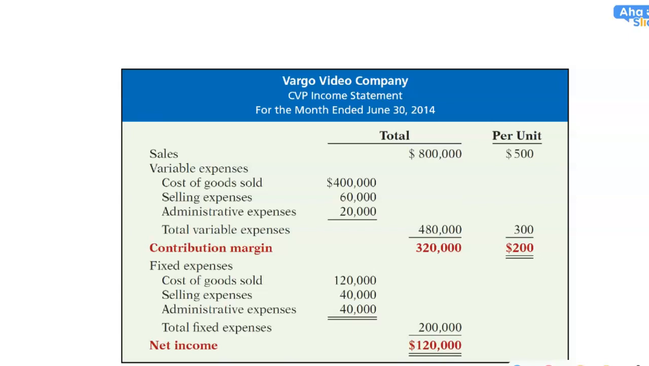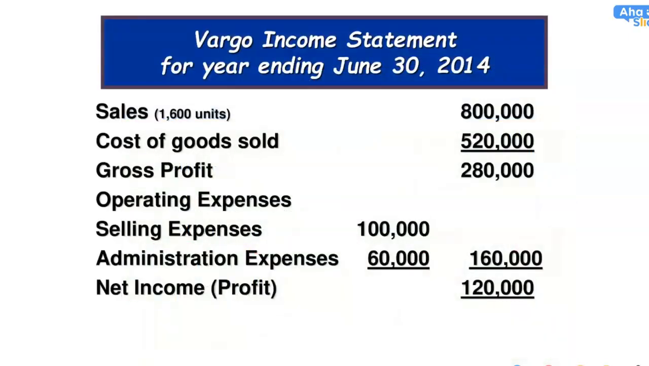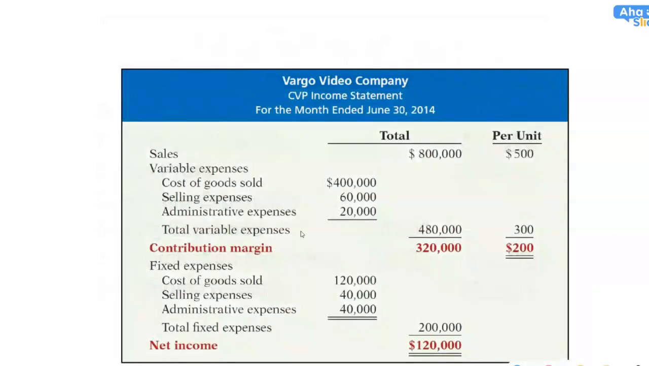I do the same with selling. The selling was 100,000. I look and I say, okay, of that 60,000 is variable and 40 is fixed. I do the same with administration. So what I've done is I've lumped the variable ones, I categorize them together, and the fixed are categorized together. Same total expenses are 680,000, but I now broke it in, of that 680, 480 is variable and 200 is fixed.